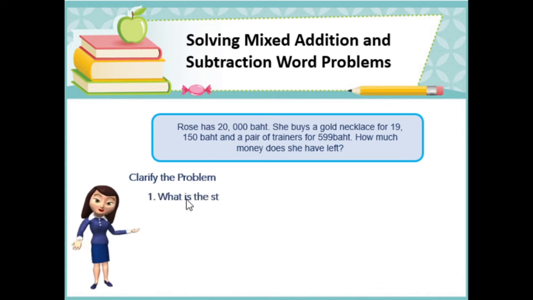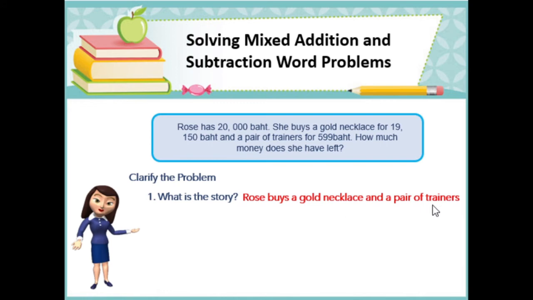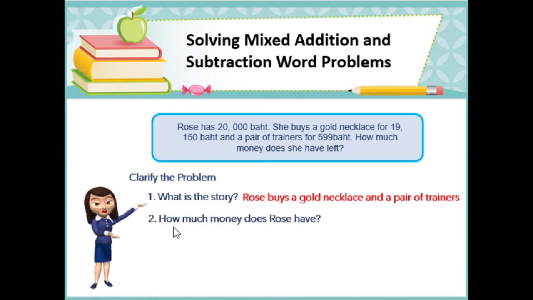What is our first question? It's, what is the story? What is it all about? Rose buys a gold necklace and a pair of trainers. Second, you may ask, how much money does Rose have? Rose has 20,000 baht.